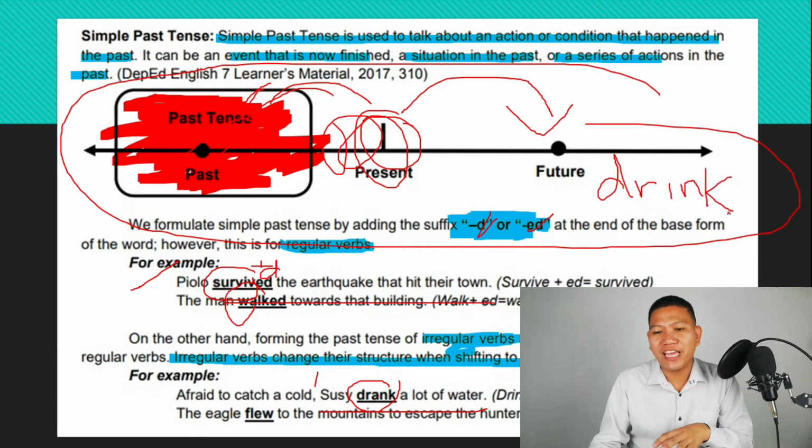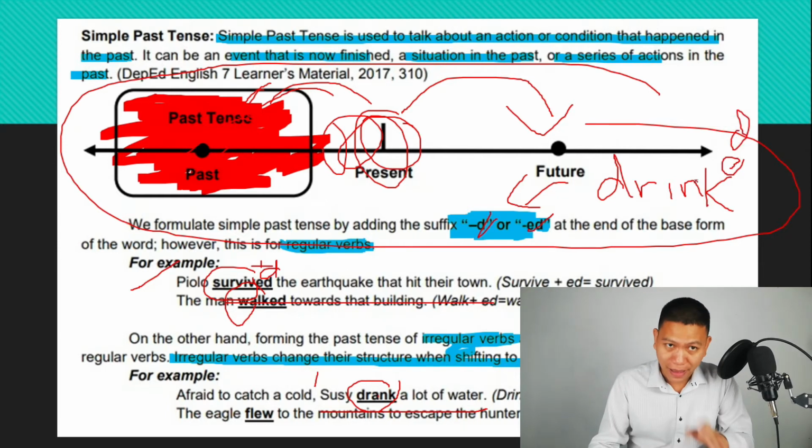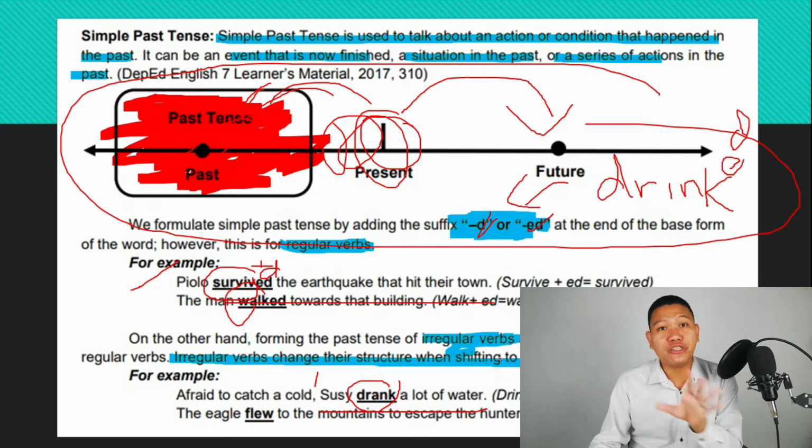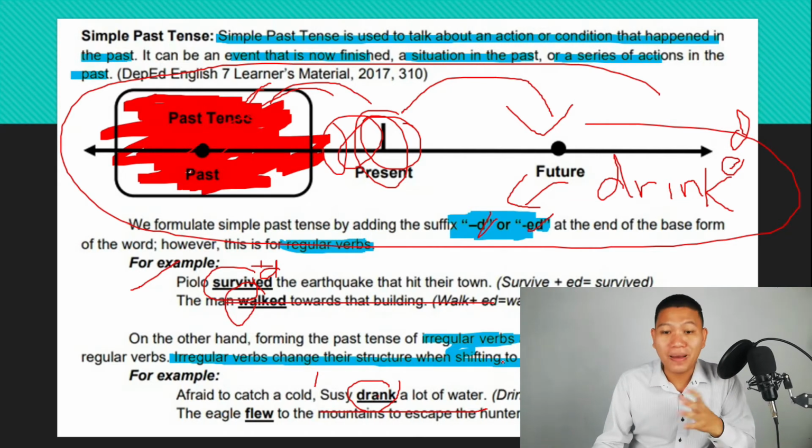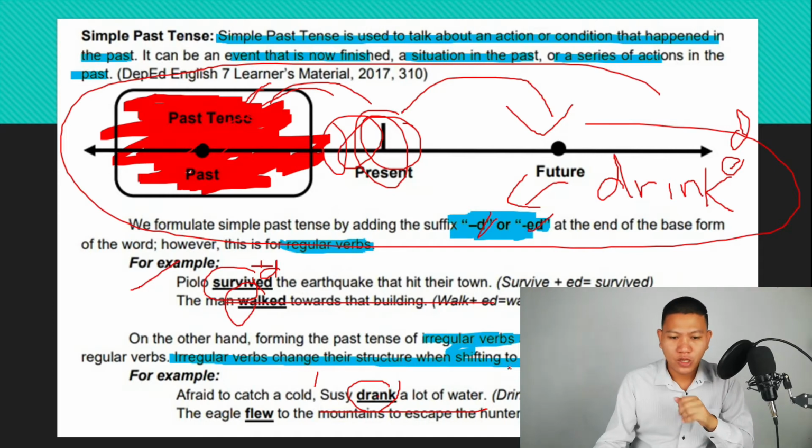We cannot apply here the rule for regular verbs. It will become ungrammatical. We cannot simply add ed: drinked. That's ungrammatical. So since this one is an irregular verb, what we will do is change its spelling. So we will convert it to drank. Drink to drank. That is for the simple past. Later on, you will realize the past perfect form, or the past participle form, I should say. We're talking about the present form.